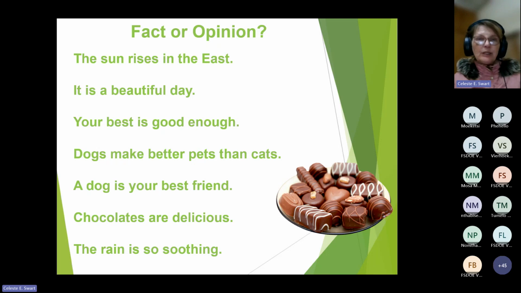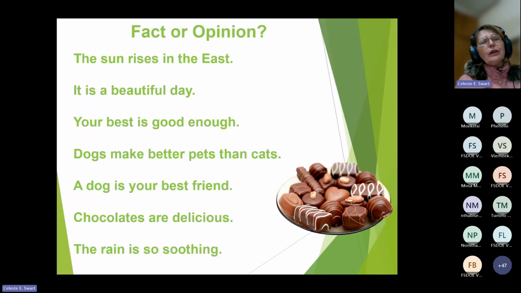And then this one's actually, I think opinion is also linked somewhat to bias. Chocolates are delicious. I love chocolate. So it's my opinion and I'm biased about it because I love chocolates, but that doesn't mean that it's a fact. The rain is so soothing. That is also an opinion because it isn't necessarily true. Maybe that's the way I experience the rain. I experience it as a lovely feeling. It makes me feel relaxed. It makes me feel comfortable, but someone else might not.